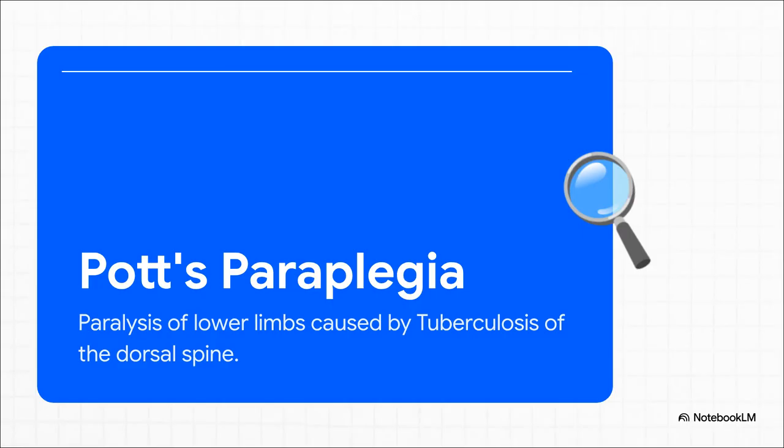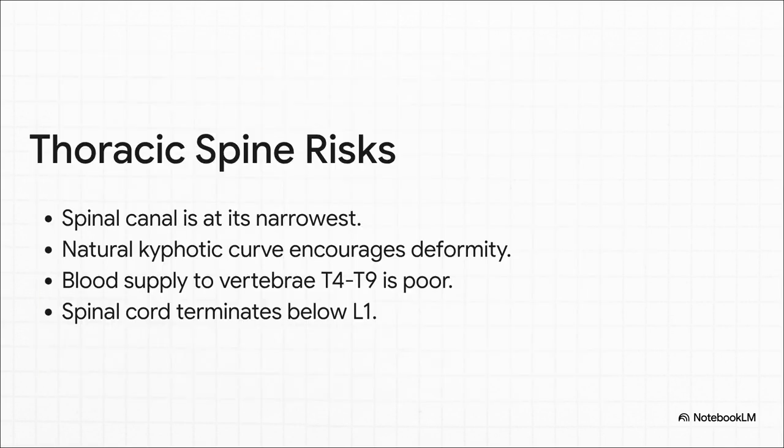So let's be clear here. Pott's paraplegia isn't some brand new disease. It's really the terrible consequence, the neurological fallout, that happens when a TB infection decides to move into the bones of our spine, specifically the vertebrae in the upper and middle back, what doctors call the thoracic region. And once it's there, it starts putting the squeeze on the spinal cord. You might be wondering, why there? Why the thoracic spine? Well, it's basically a perfect storm of bad luck.